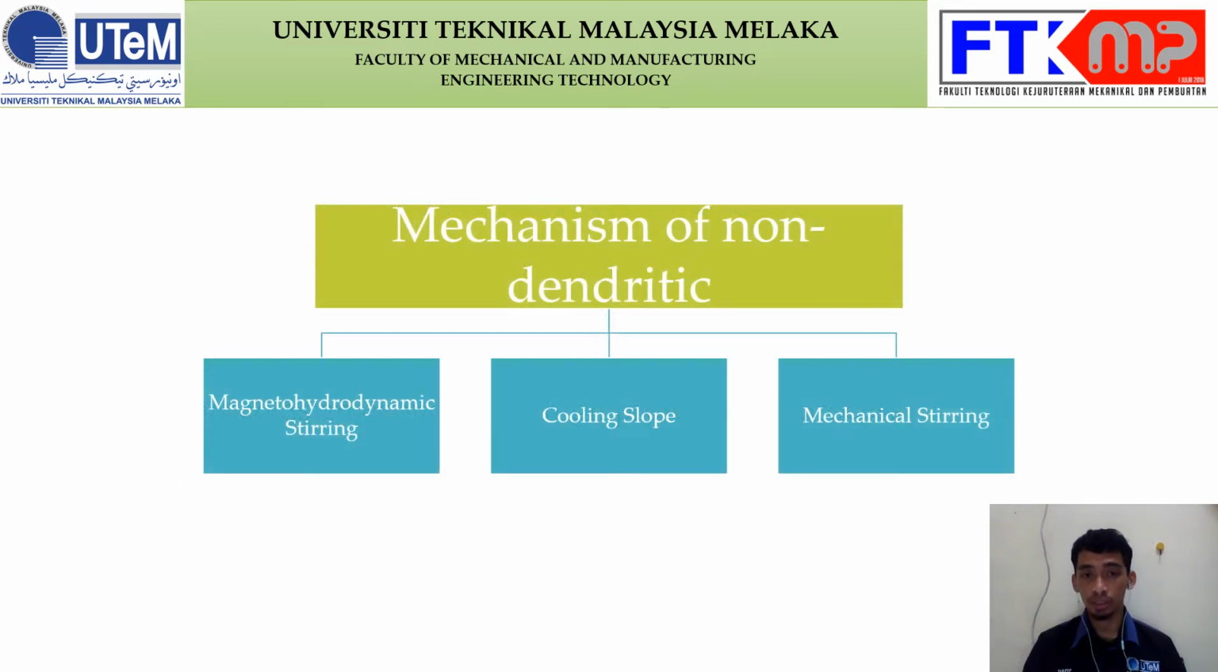In recent years, engineers and researchers have discovered ways to change the grain microstructure from dendritic into non-dendritic form. These are the mechanisms for the non-dendritic form: magneto-hydrodynamic stirring, cooling slope, and mechanical stirring.